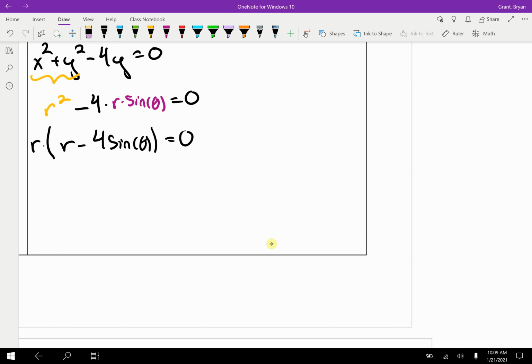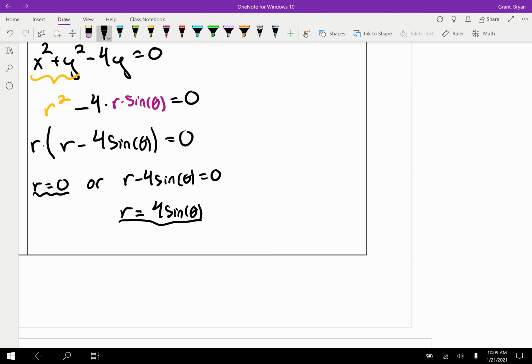So instead, ask yourself, how would you solve this equation? Well, you'd use what's called our zero product property. You'd make two equations, each set equal to 0, and then solve. And that's what we'll do here. We'll make two equations, r equals 0 or r minus 4 sine of theta equals 0. One equation's already solved. Our other one is easy enough to just add 4 sine of theta over to the right.